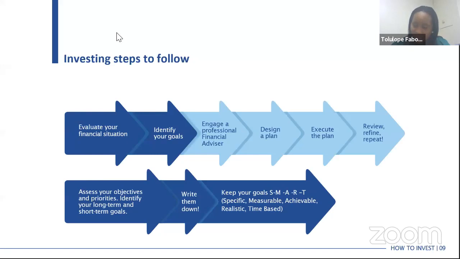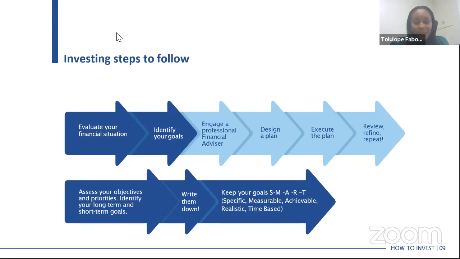So let's be realistic. I know it's good to dream big. Yes, dream big, but please be very realistic, right? So you have to be realistic with your goal, and it has to have a timeline. You have to put a timeline in place. Remember Parkinson's law of time.